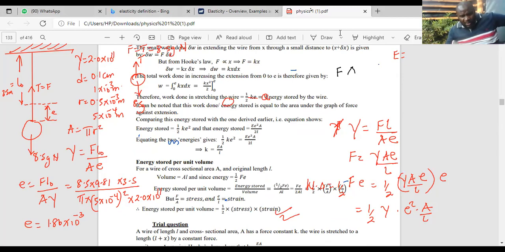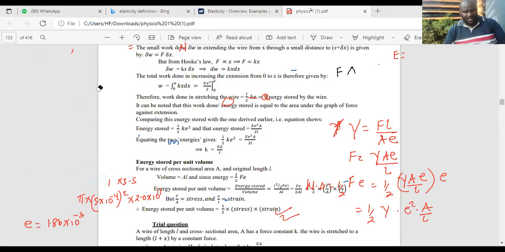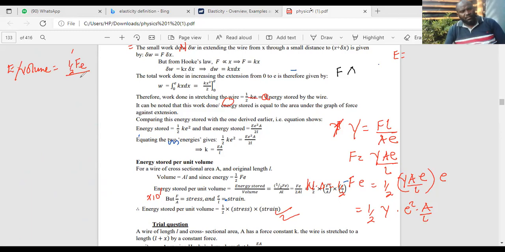I want to finalize with talking about energy stored per unit volume, whereby energy stored per unit volume comes from the energy stored divided by the volume. You look at energy stored. We have already seen energy stored is a half ke squared or a half Fe. So energy stored per unit volume will be a half of the energy divided by the volume.